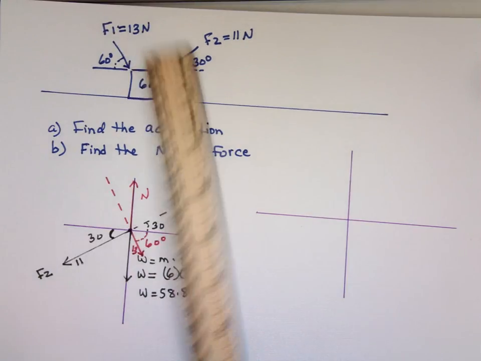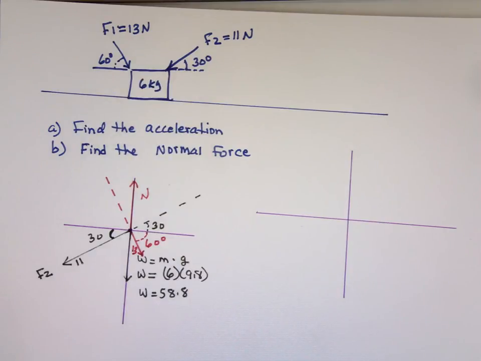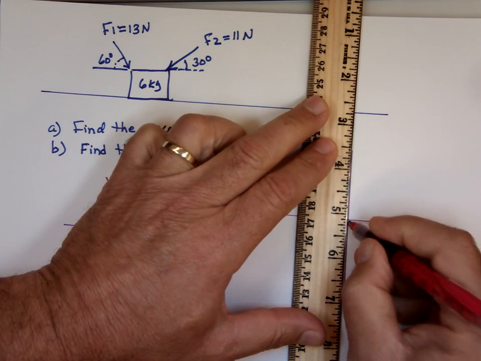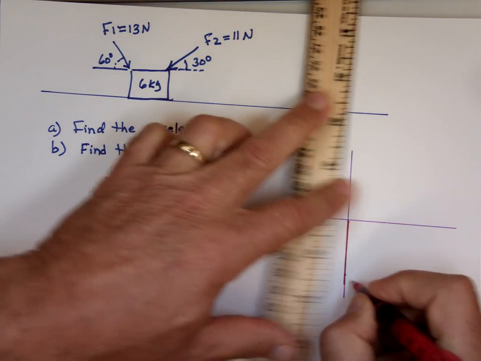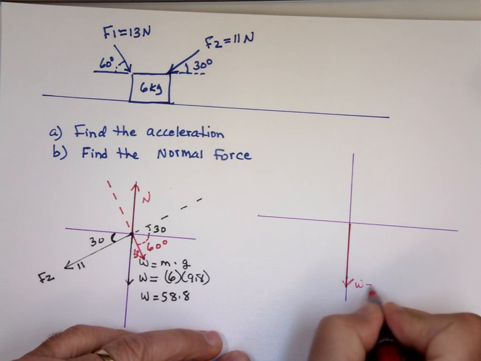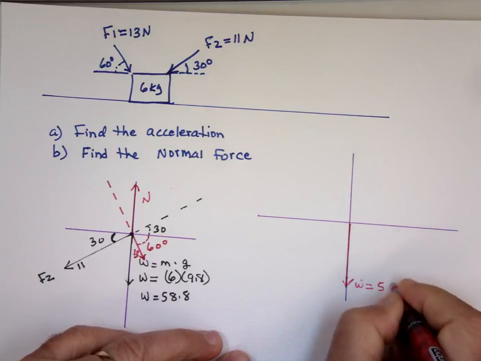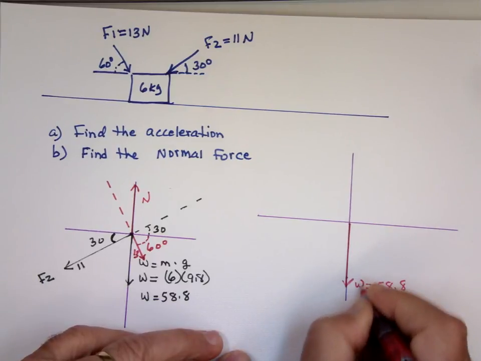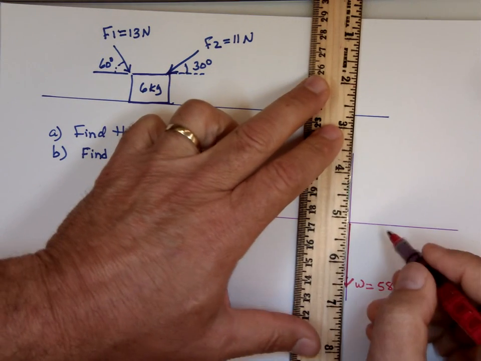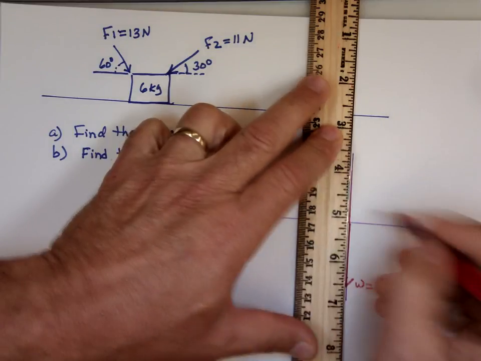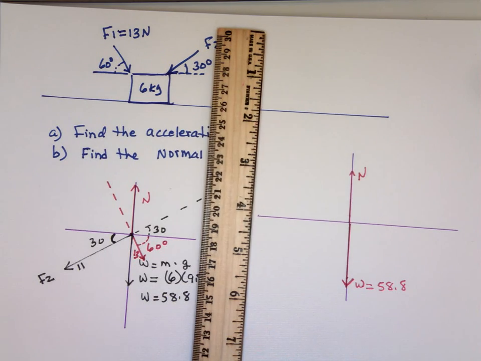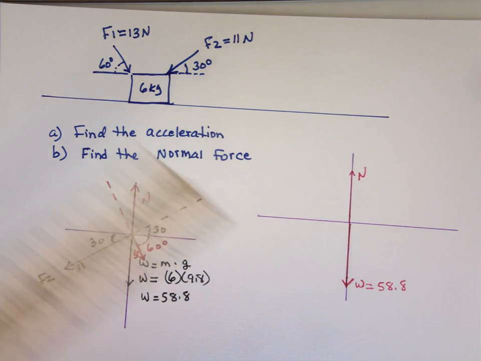So here's what we know. We know the weight is down, the weight, which is 58.8. We know the normal is upward. Now let's look at these two forces, F1, F2.